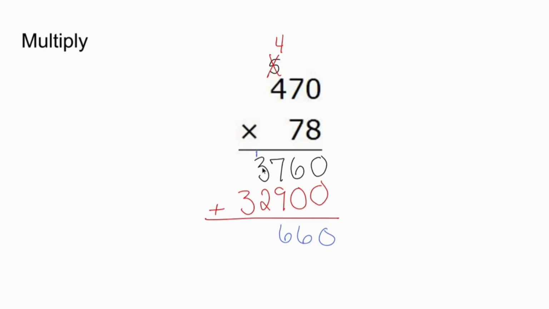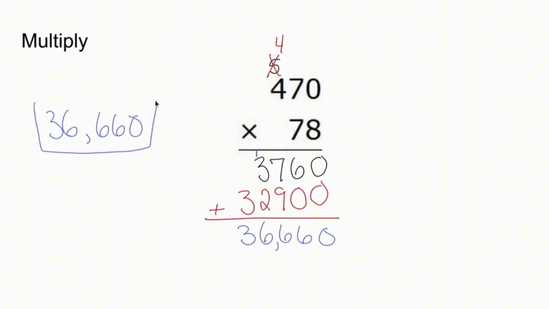1 plus 3 is 4. 4 plus 2 is 6. Nothing plus 3 is 3. We go from the right, we carry over 1, 2, 3 to make our commas, and we end up with 36,660. And that is our answer.